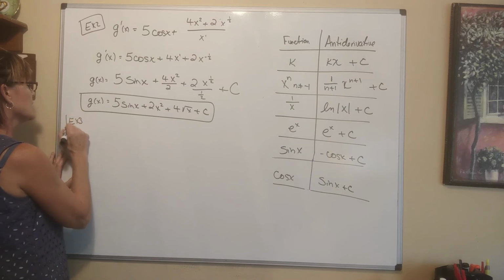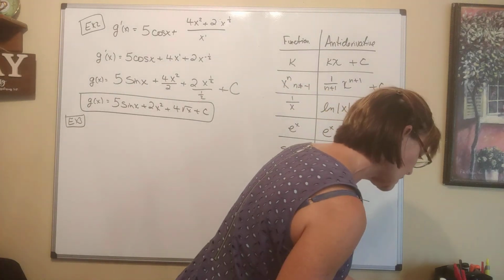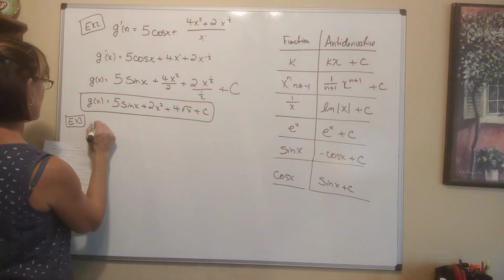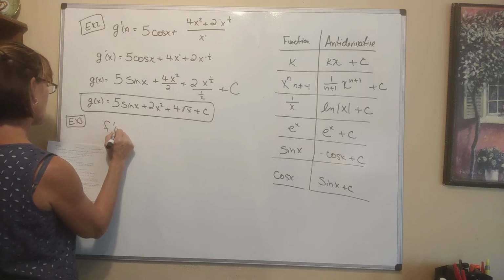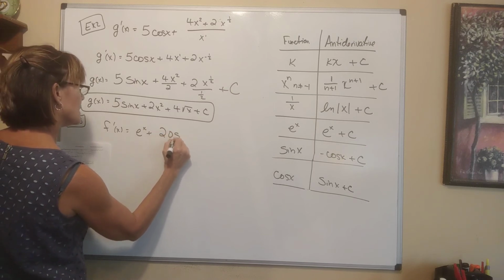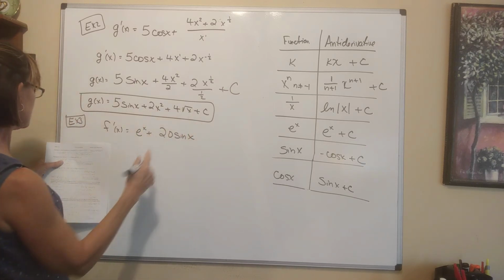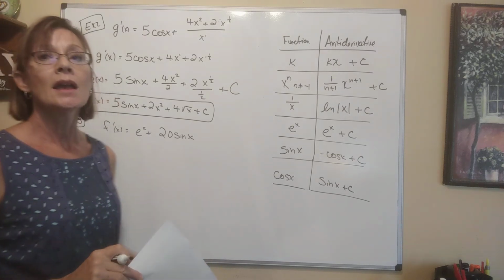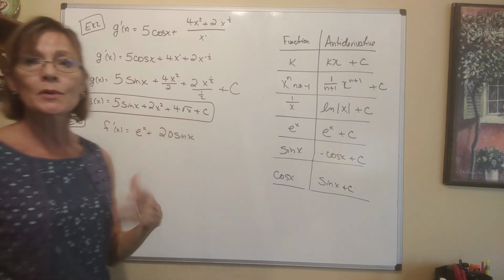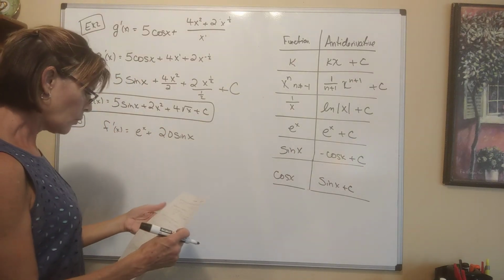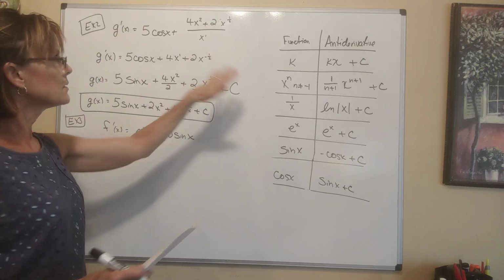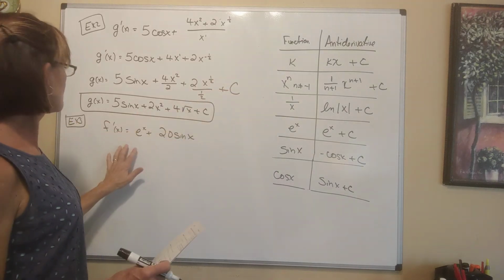Here's example 3. It goes like this. Find f of x if f prime of x is equal to e to the x plus 20 times the sine of x. And they gave us what's called an initial condition. And so that means we don't have to leave our final function in terms of plus c because we can go plug in a value and figure that out. So what I'm going to do is pause the video here because I think y'all need a little break so you can look at that, and then we'll come back and tackle this one.